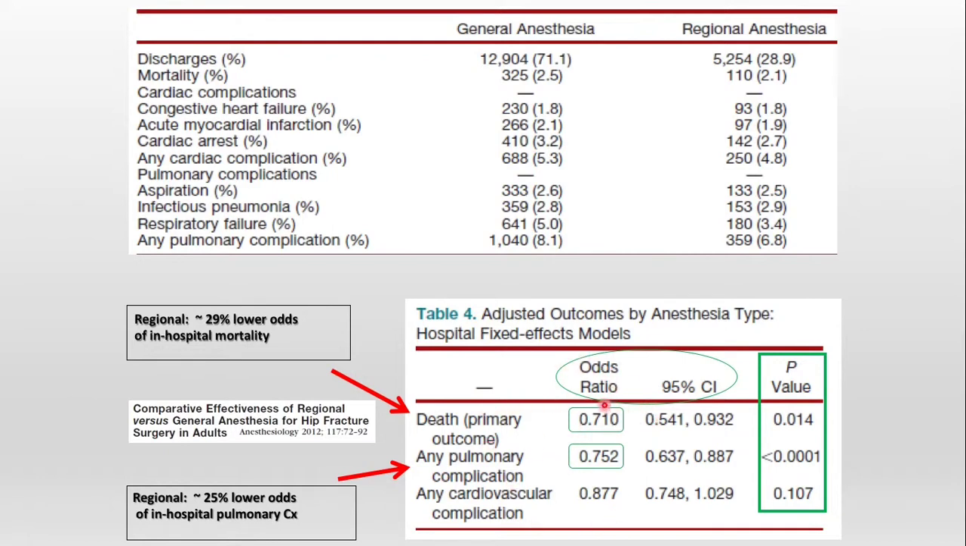And so what I want to point out here is that these two are both significant. And we can tell that they're significant even if we didn't have the p-values, because they don't include 1 in the confidence interval, whereas this one does. It crosses over 1. But what this is showing is the odds of death after hip fracture were reduced by approximately 29% when regional anesthesia was used compared to general anesthesia for hip fracture surgery. Likewise, pulmonary complications were decreased by approximately 25%.